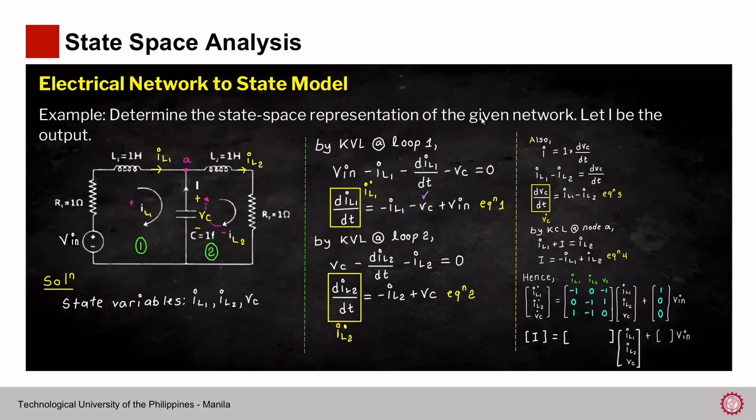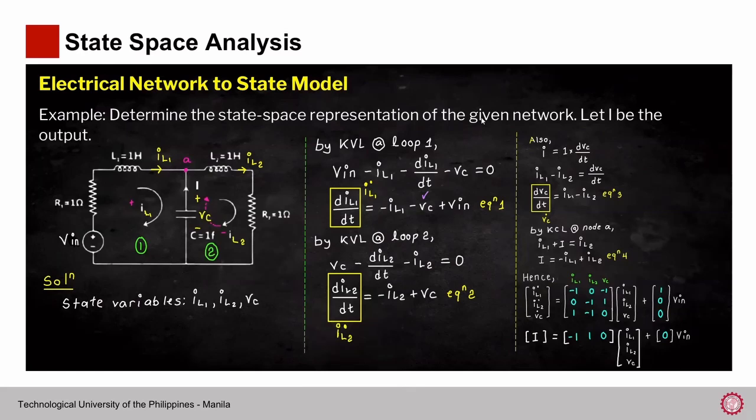Okay, guys. So, what is I? So, look at the equation 4, guys. Okay, negative 1 siya kay IL1. So, this is negative 1. Okay, and then kay IL2, positive 1. So, this is positive 1. Kay VC, we have 0. So, you put 0 here sa VC. Okay, and we don't have any V in sa equation 4. So, this is nothing but 0 also. Yan, no? So, yan yung sagot natin, guys.